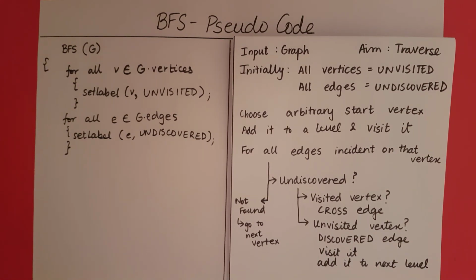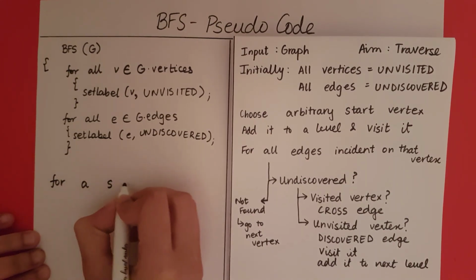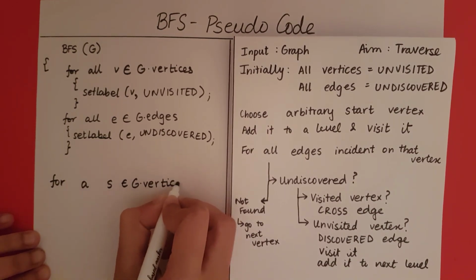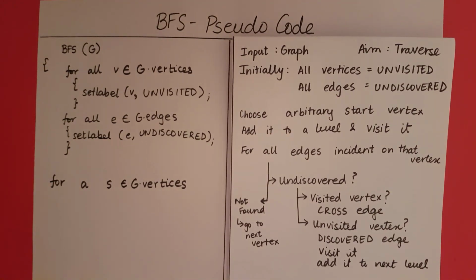Now we have to choose an arbitrary start vertex. So I'm going to say, for a vertex S that belongs to G dot vertices, I need to perform some steps. The first thing I do is I need to add it to the first level. So how are we going to implement these levels in our code? We are going to use a list. Whenever I want to add a vertex to a level, I will add it to a list.